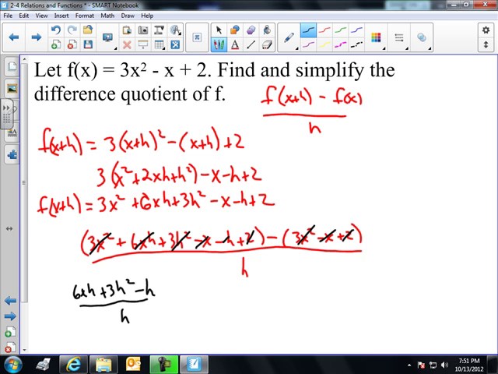And this is what's going to happen. These terms that don't have h's are going to cancel, and you're going to have a bunch of h's in there, because what we can do is divide each of those by an h. 6xh over h, that will be 6x. 3h squared over h, that will be 3h. H over h would be 1. So our final solution will be 6x plus 3h minus 1.